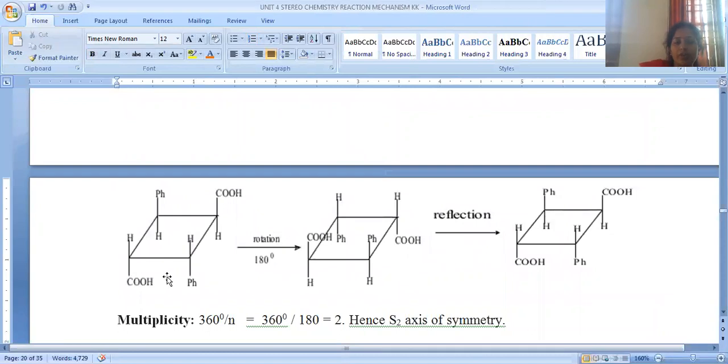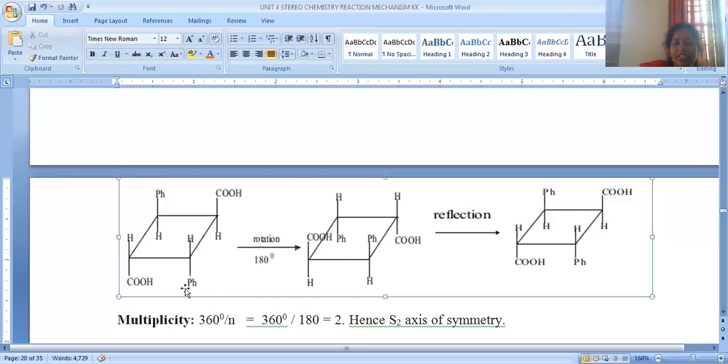So the axis of symmetry is best explained by taking this molecule. When we are taking this molecule, we have a cyclic four-membered ring. On this four-membered ring, we have carboxylic acid, phenyl, again carboxylic acid, phenyl functional groups. We are rotating the molecule 180 degrees. When 180 degrees rotation is possible, this group comes 90 degrees. What happens? COOH comes to the next position.